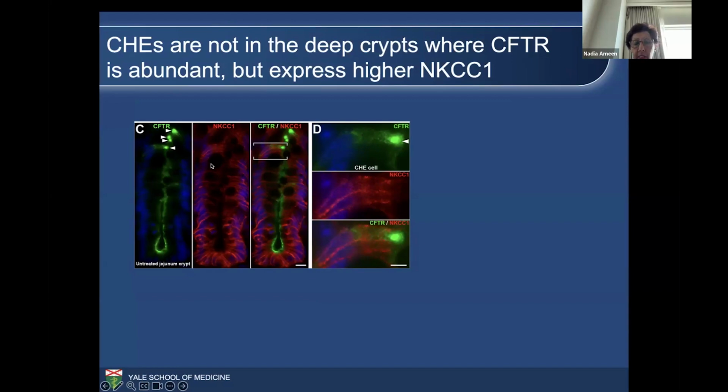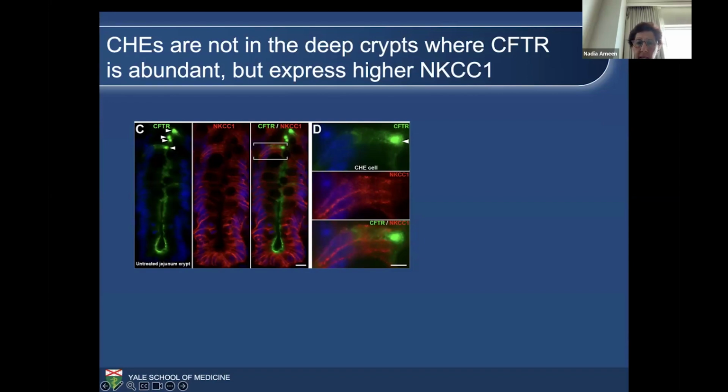And NKCC1, which is a chloride transporter that is very important in many epithelial cells, including the intestine, that regulates chloride entry from the basolateral membrane into the cell to allow CFTR to secrete the chloride from the apical membrane. We found an inverse relationship between NKCC1 and CFTR in the crypt, but in the cheese cells, you can see exaggerated expression for NKCC1.